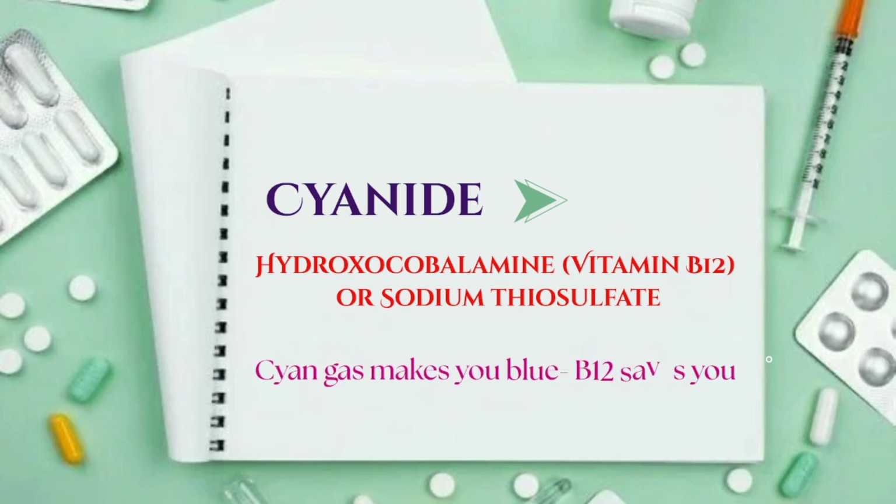How will we remember? Cyan gas makes you blue, B12 saves you. Cyan gas, that means when there is poisoning of cyanide, there are many symptoms: headache, dizziness, fast heart rate, shortness of breath, vomiting. These symptoms can make you blue, meaning there can be cyanosis. Cyanosis may occur if there is decreased breathing or shortness of breath. So cyan gas makes you blue and B12 saves you. B12, the vitamin B12, that is hydroxycobalamin, will save you. So, cyanide poisoning, and the antidote is hydroxycobalamin, vitamin B12, or we can also give sodium thiosulfate.